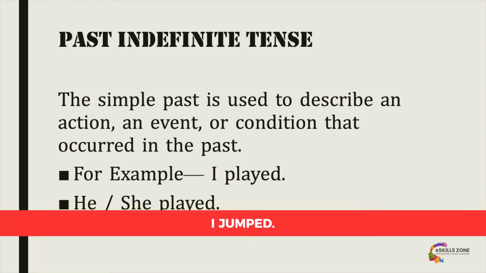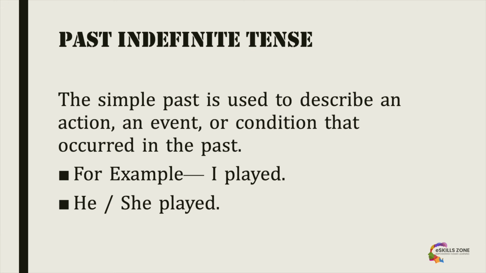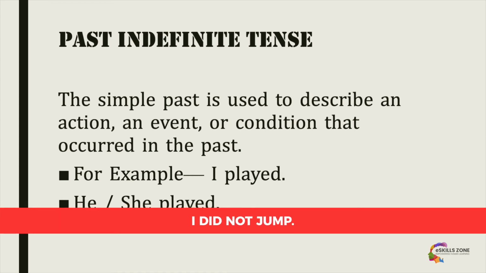I jumped. So the sentence is I jumped. J-U-M-P as in Peter, E as in Echo, D as in David. I jumped. So you need to convert this positive sentence into negative. As I said earlier, we need to place not in between the helping verb and the verb. So the sentence will be I did not jump.